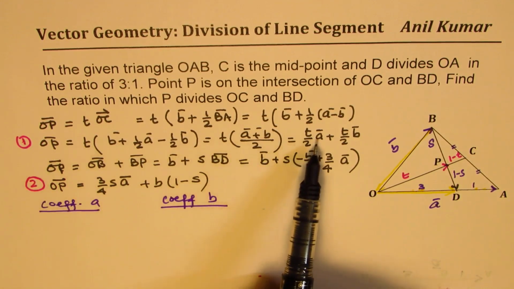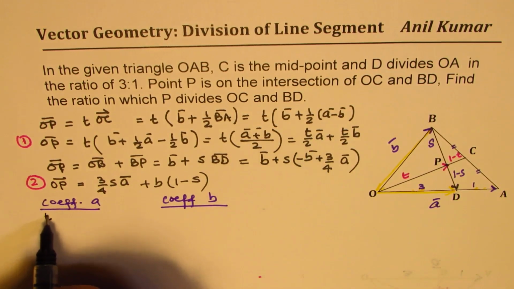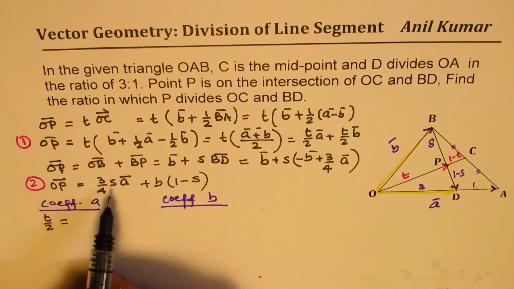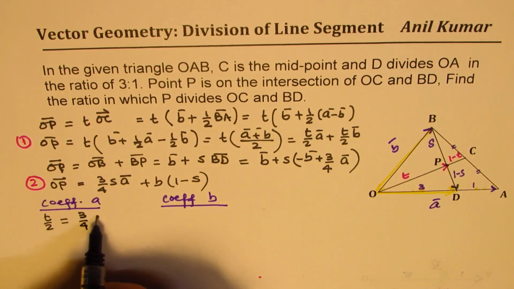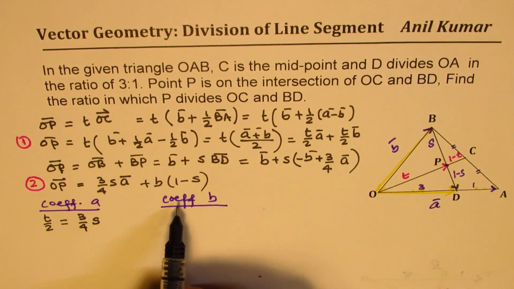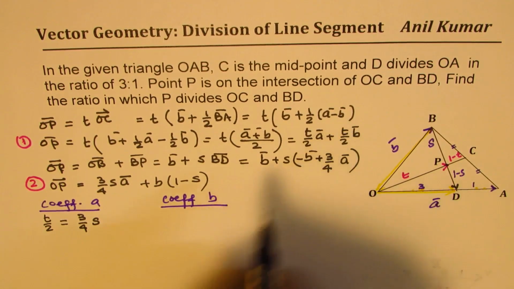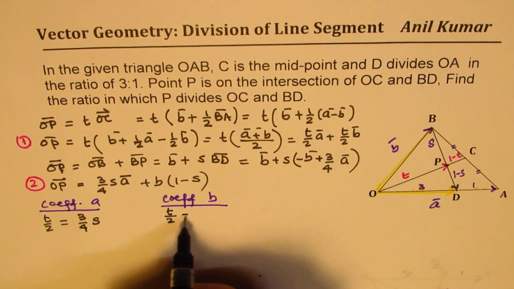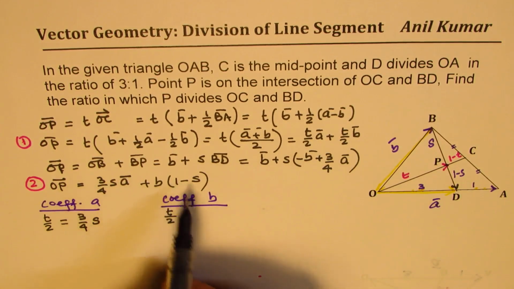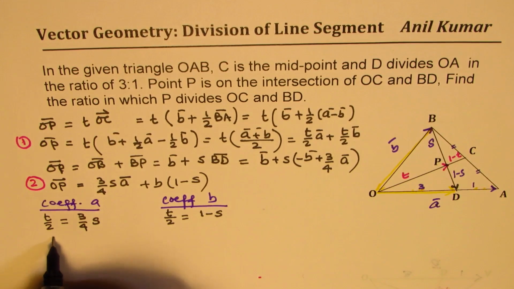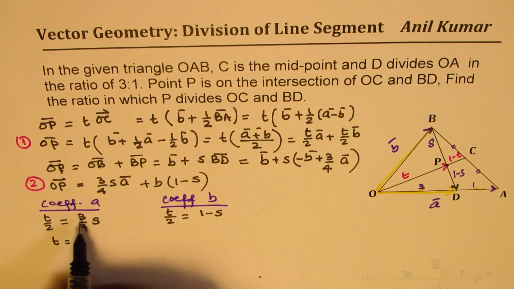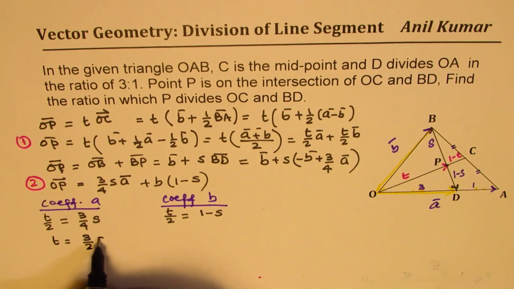So in equation 1, the coefficient of A is T by 2. So we get T by 2 should be equal to, in equation 2, it is 3 over 4S. For coefficients of B, it is T by 2 for B, and here it is 1 minus S. You see that? So we get our coefficients, right? Now we can solve this. We get T equals to, when you multiply, 6 over 4, or rather 3 over 2S.